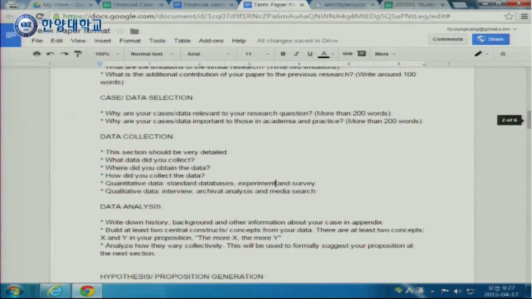Does it make sense? Okay. Yeah, it should be. That's the whole purpose of an academic paper. Other people should be able to replicate your work.